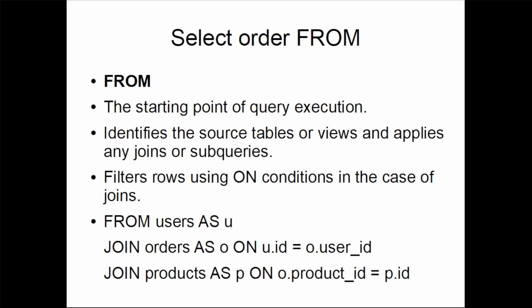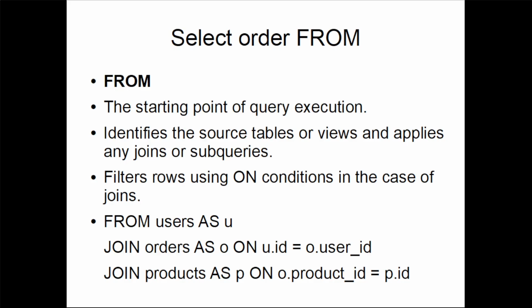For example, from users as u join orders as o on u.id equals o.user_id join products as p on o.product_id equals p.id. In this query, the from clause starts with the users table, assigns it an alias u, and then joins it to the orders and products tables. The on condition ensures that data is combined where relationships exist. This structure helps reduce redundancy and improve query efficiency.